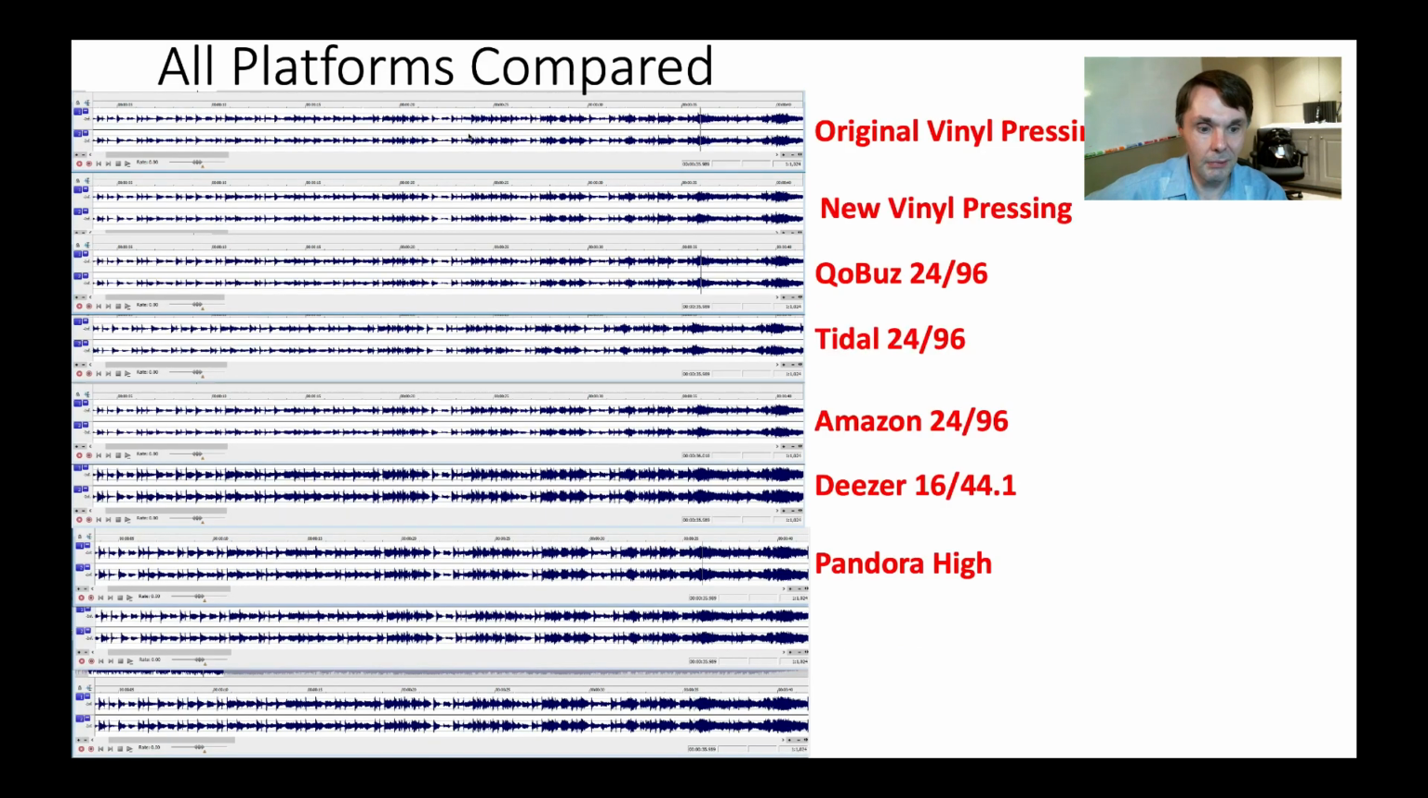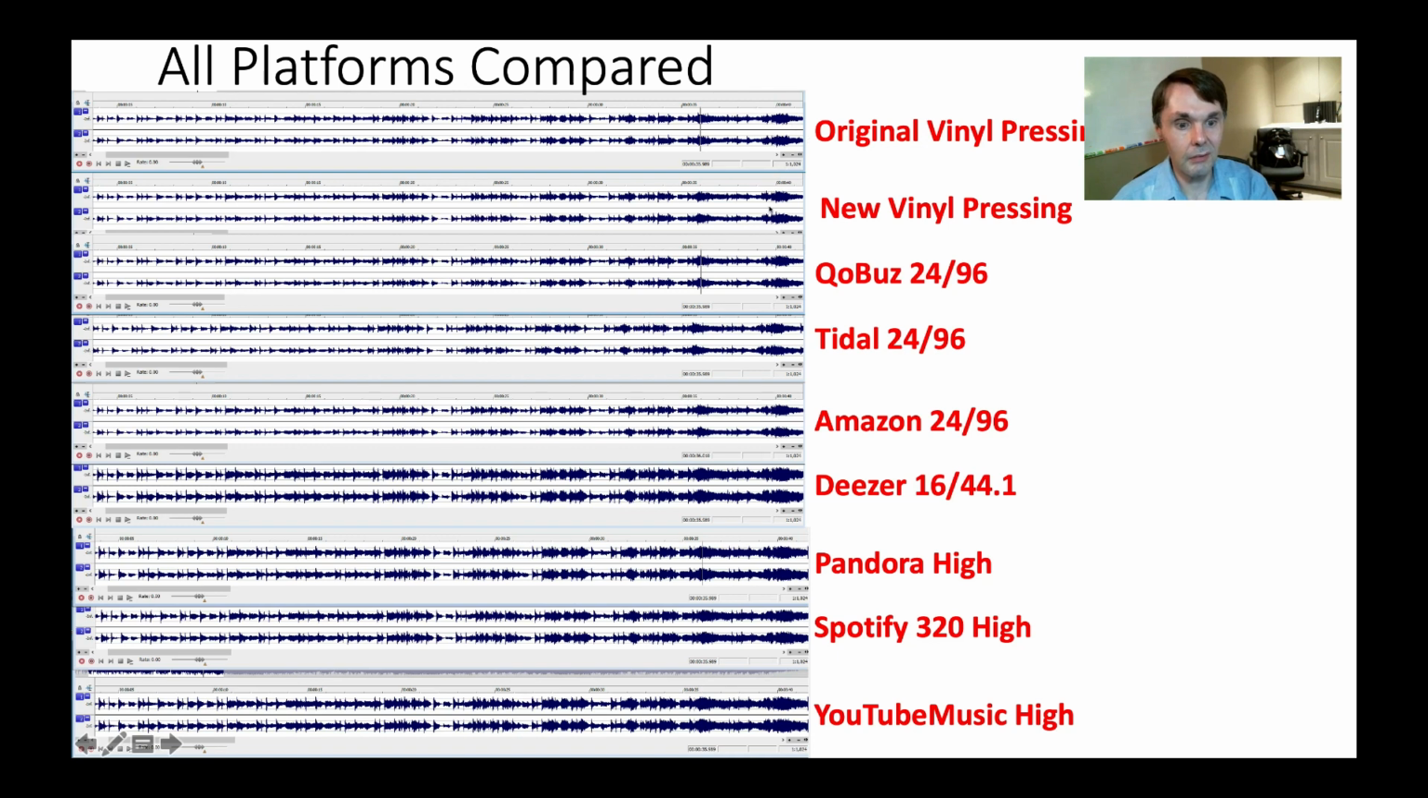So if we look here at all of our platforms, it's the same order they were presented. So we've got our original, new vinyl, Qobuz, Tidal, Amazon, Deezer. Here, these are all very similar looking. I'm not saying they're the same wave or the same master, but they're similar and they're gonna deliver similar dynamics. But starting here, you start to see the compression really take hold. Because these do not look like these. The Spotify probably looks the most like these than any of them.